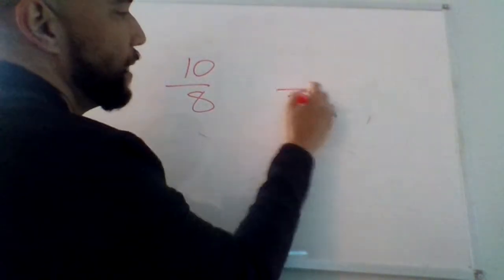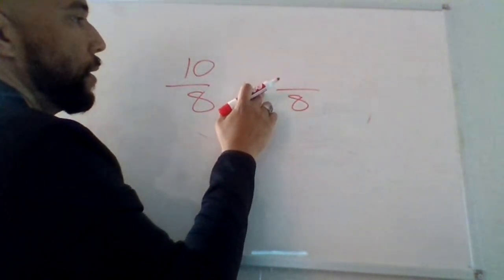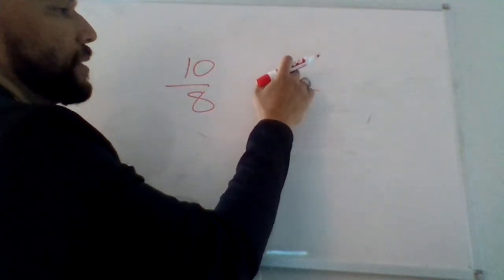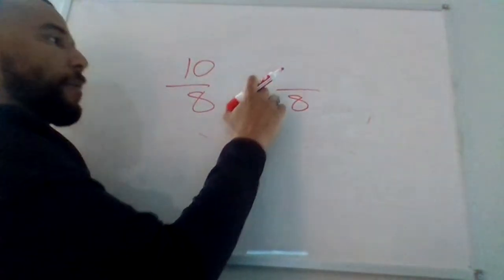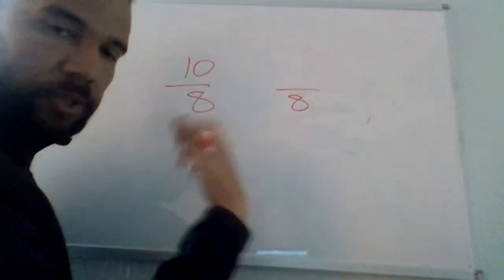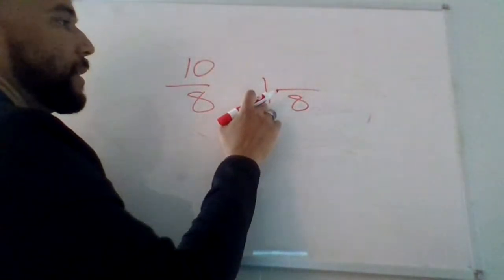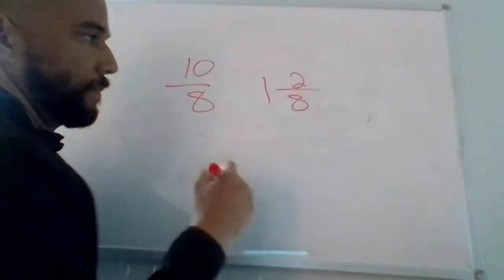So I have to multiply my denominator by a number that when I add it to my whole number and my numerator is going to give me 10, right? So how would I do that? Well, 8 times 1 gives me 8. And then 8 plus 2 gives me 10.